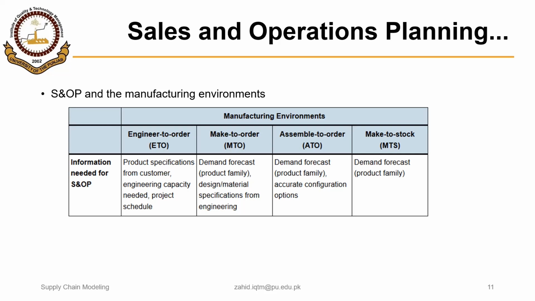So information needed for S&OP in the case of engineer to order manufacturing environments is product specifications from the customer, engineering capacity needed, and project schedule. In make to order, we need demand forecast for product family, design and material specifications from engineering. In assemble to order, demand forecast for product family is also required. And we also require accurate configuration options. And in make to stock, we do need demand forecast for the product family. In this lecture, we will be focusing on actually these two production environments, make to order and make to stock.